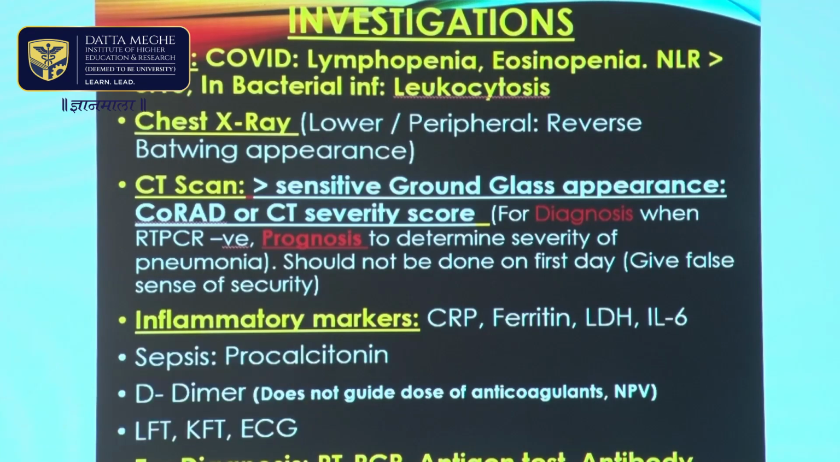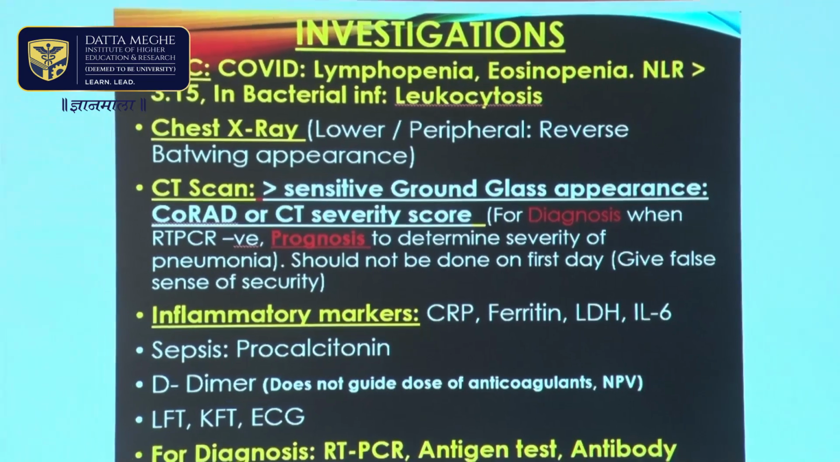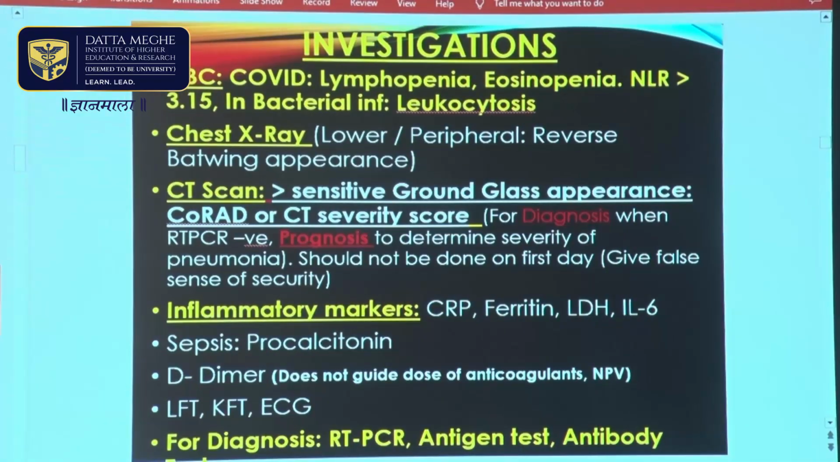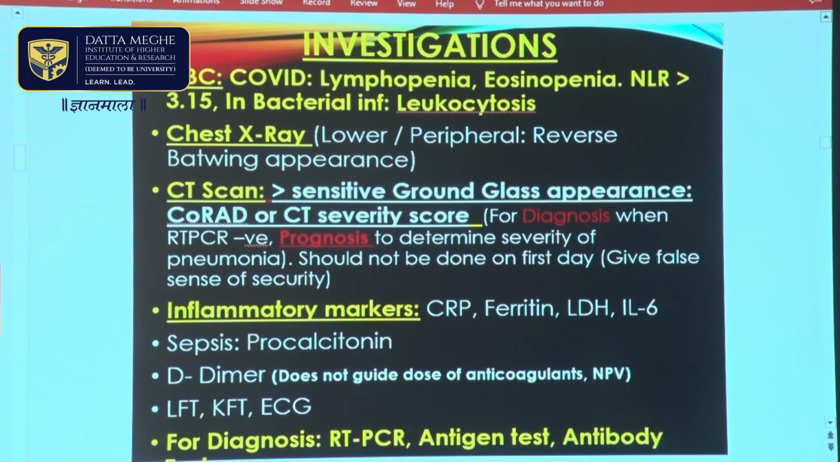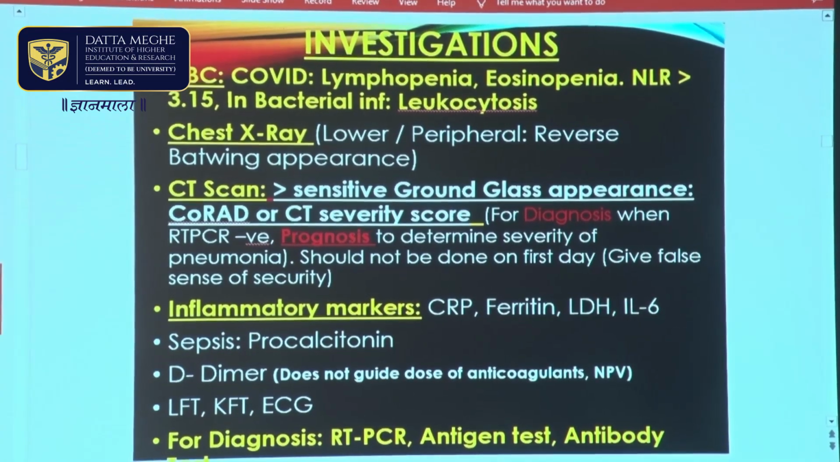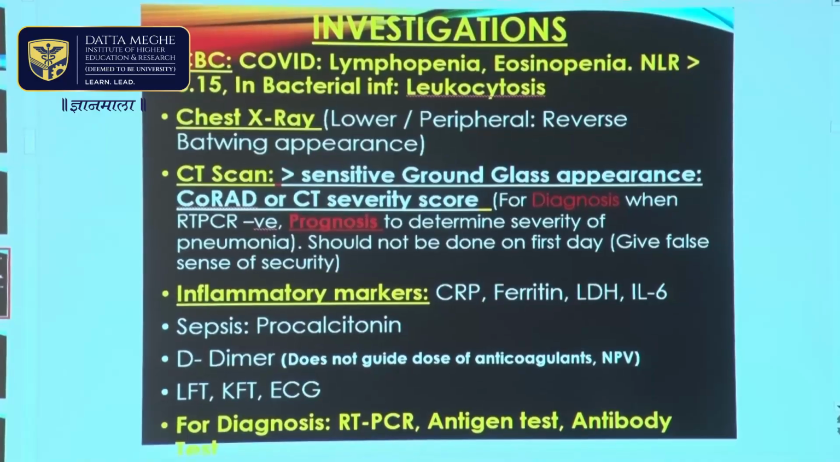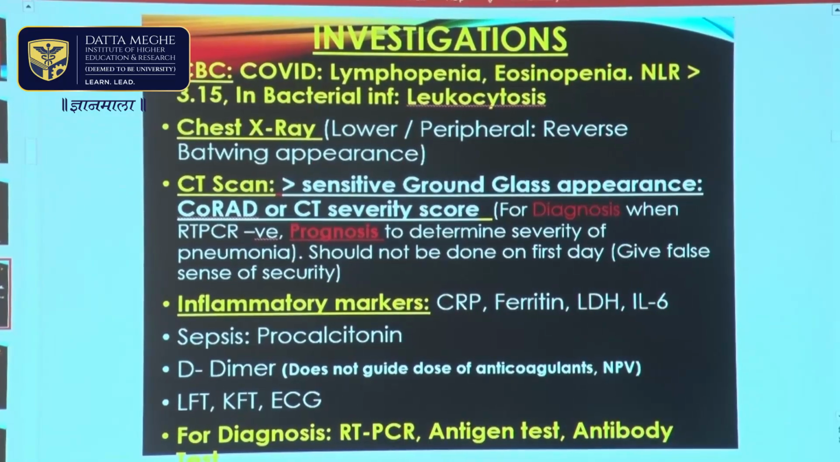In COVID, what would the CBC show in viral pneumonias as such? Instead of leukocytosis, what we have is lymphopenia and also eosinopenia. If the neutrophil lymphocyte ratio, NLR, is more than 3.15, it carries a bad prognosis in COVID. In bacterial infections, of course, we get leukocytosis, which is exactly the opposite. So CBC can definitely give us a clue to differentiate bacterial from viral pneumonias.